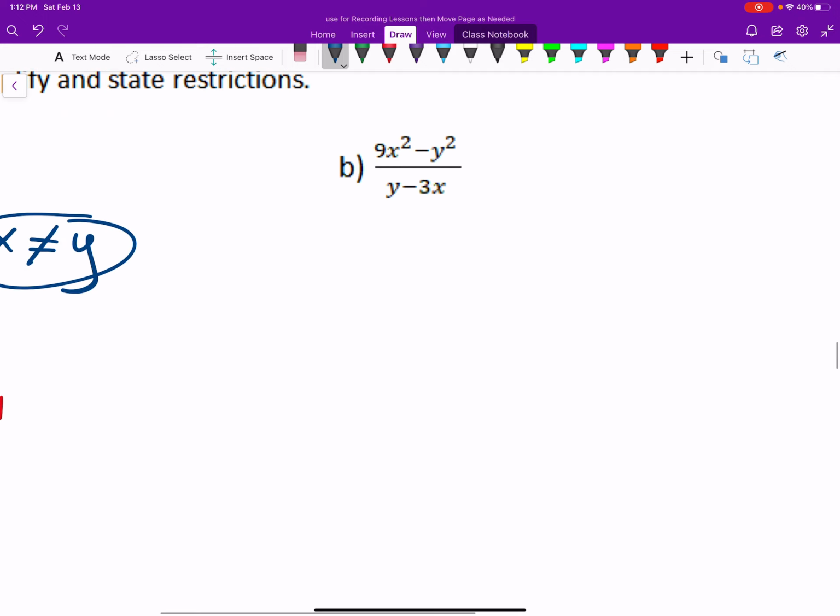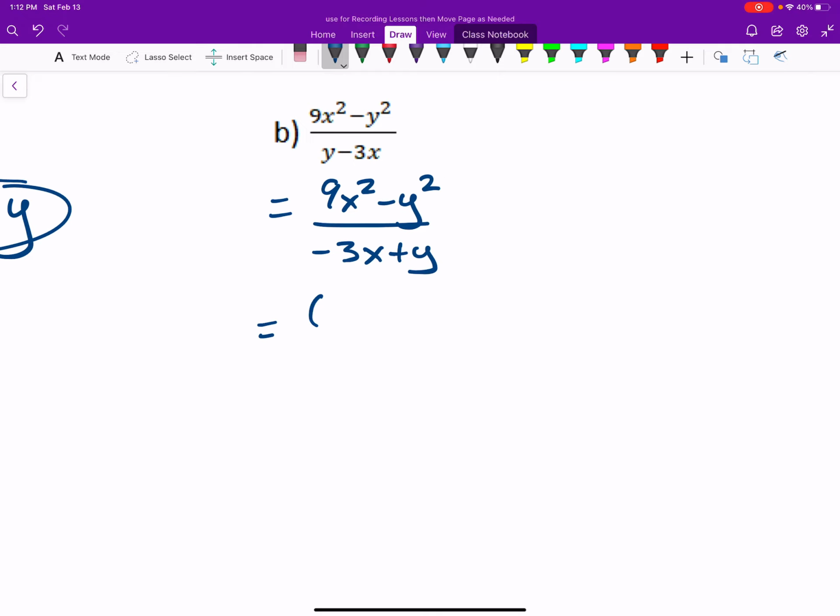B part, again, let's put them in alphabetical order. The numerator's fine to start with. The denominator should be rewritten as negative 3x plus y, just like in the last example. Let's factor the top and bottom. The top's a difference of squares. So I'm going to have 3x plus y and 3x minus y. The bottom, I'm going to do what I did in the last one. I'm going to take out a negative sign. That gives me 3x minus y on the bottom.